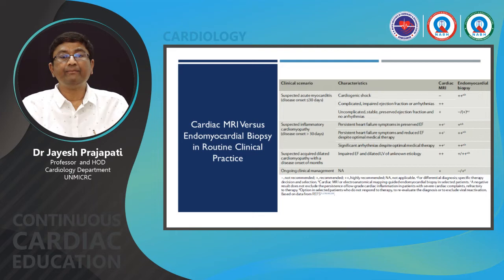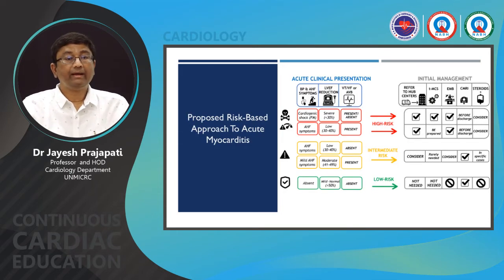While for impaired ejection fraction or arrhythmias, you can do the cardiac MRI. Another thing is that for persistent heart failure symptoms, both are helpful. So most of the time you have to specify certain things, and accordingly you should choose your investigation. And how should you approach a case of myocarditis, how can you differentiate high risk, and how should you treat it? So a patient presents with cardiogenic shock.